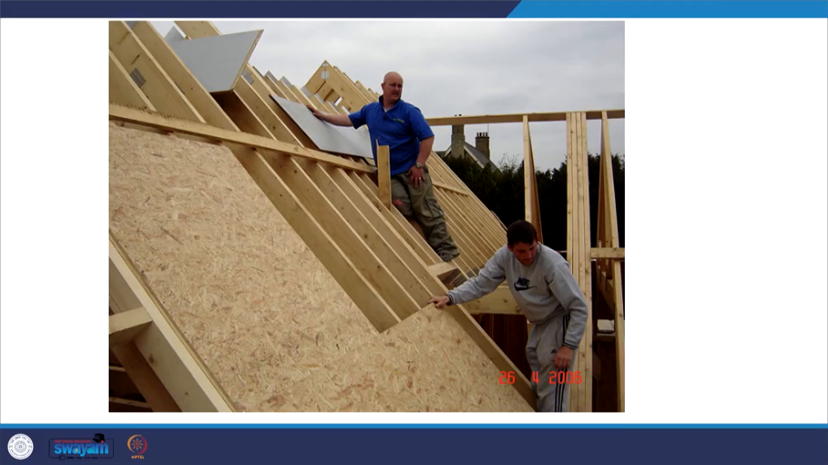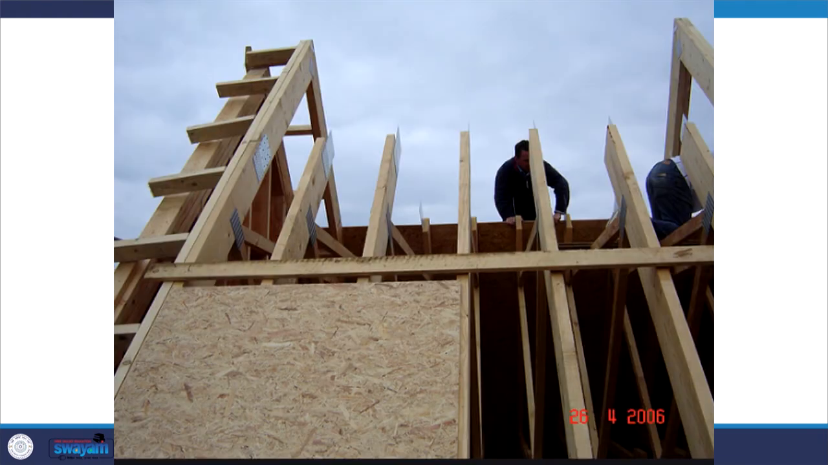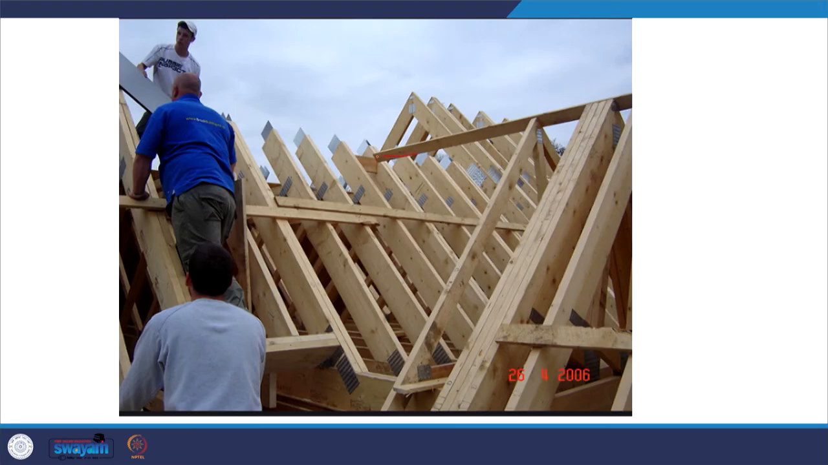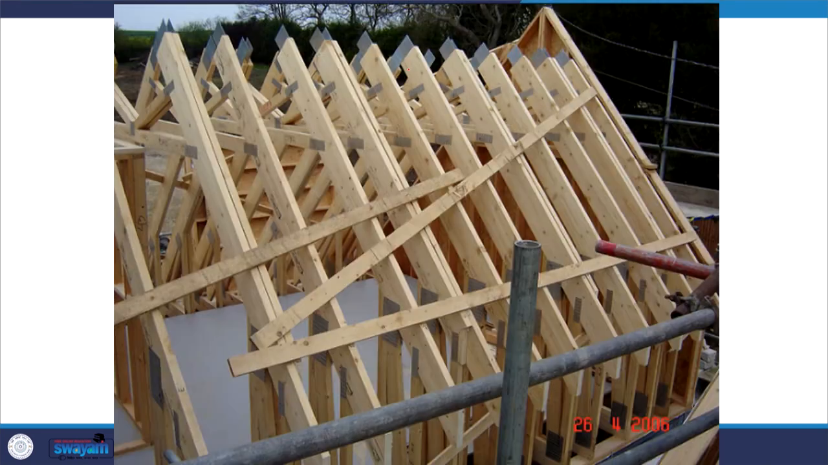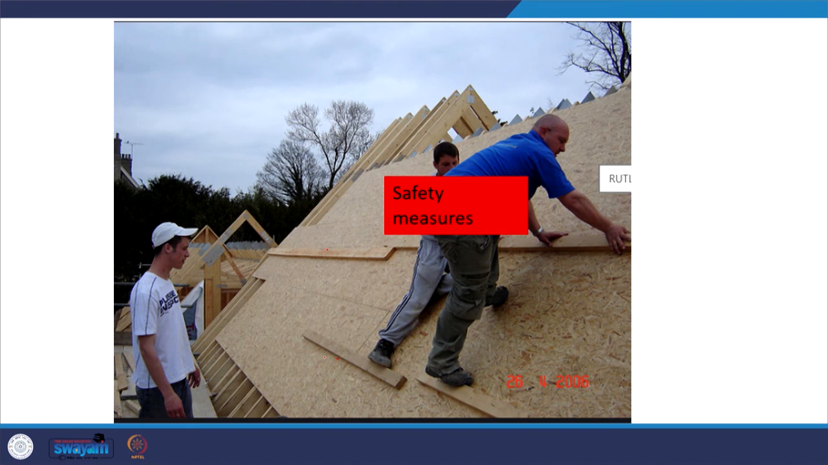Similarly, we have to follow a certain process for how we put the OSB boards on top of the roof, and how one roof direction and another roof direction merge at this point. These are all temporary braces which will be removed later. For the temporary support, they were able to put that in. And they also have to follow certain safety measures for how they climb up.